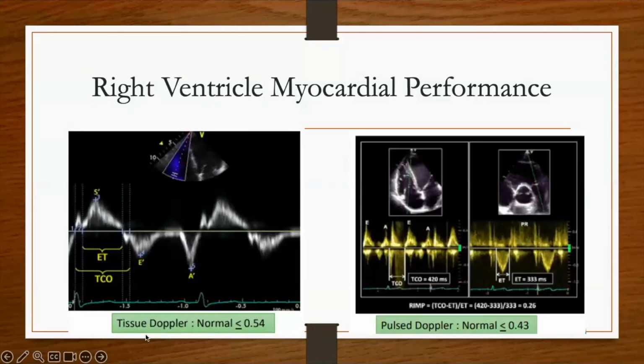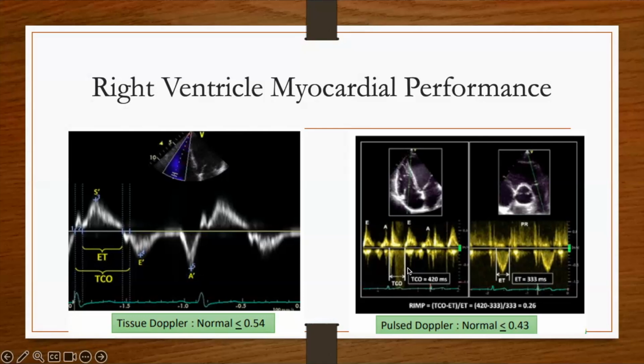With the tissue Doppler, the cutoff is less than 0.54, and this is essentially where, if you can see the tracing at the bottom with the QRS complex, the isovolumetric contraction happening here, with the tricuspid valve closure opening time throughout this. Sorry, the lines aren't showing up as well. From this dotted line all the way to here, and the isovolumetric relaxation time here, and the pulmonary valve ejection time down here.